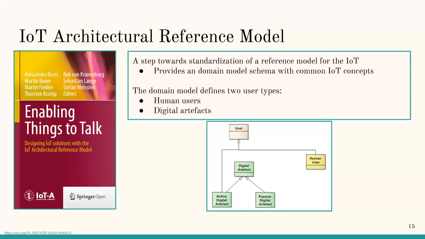And finally, we have the IoT ARM. The IoT ARM stands for the IoT Architectural Reference Model. Basically, it is a step towards a standardization of a reference model for the IoT. It provides a domain model schema with common IoT elements, and this domain model includes two types of users, human users and digital artifacts.